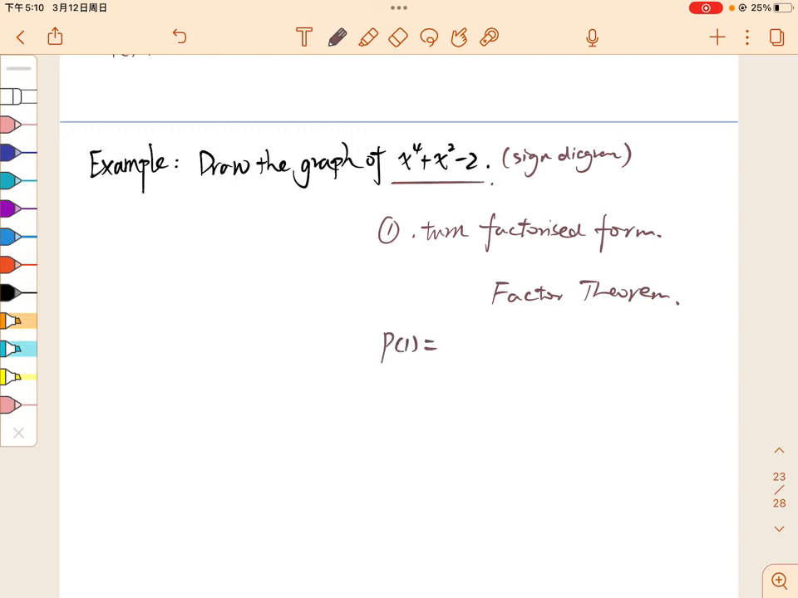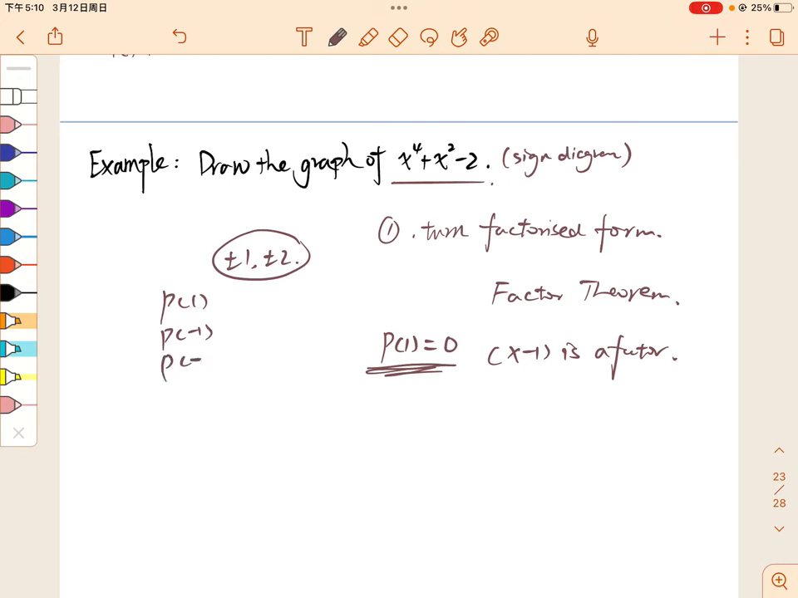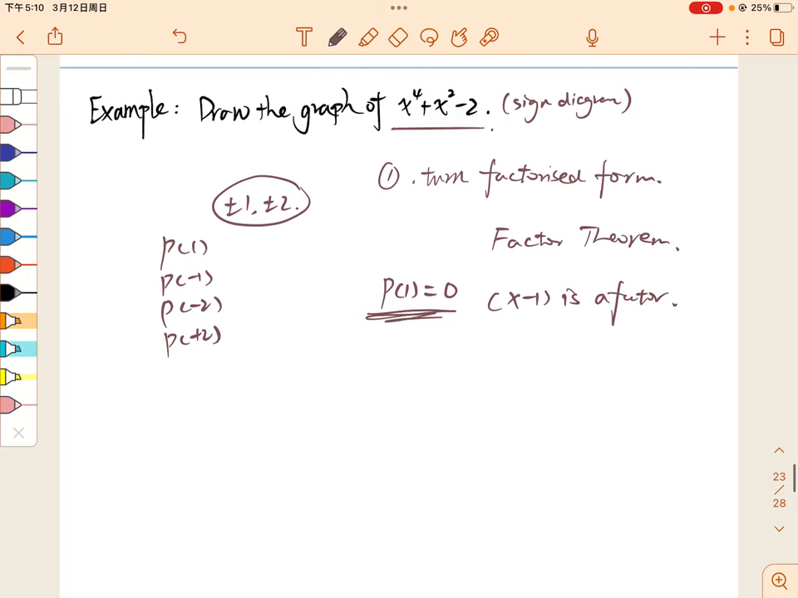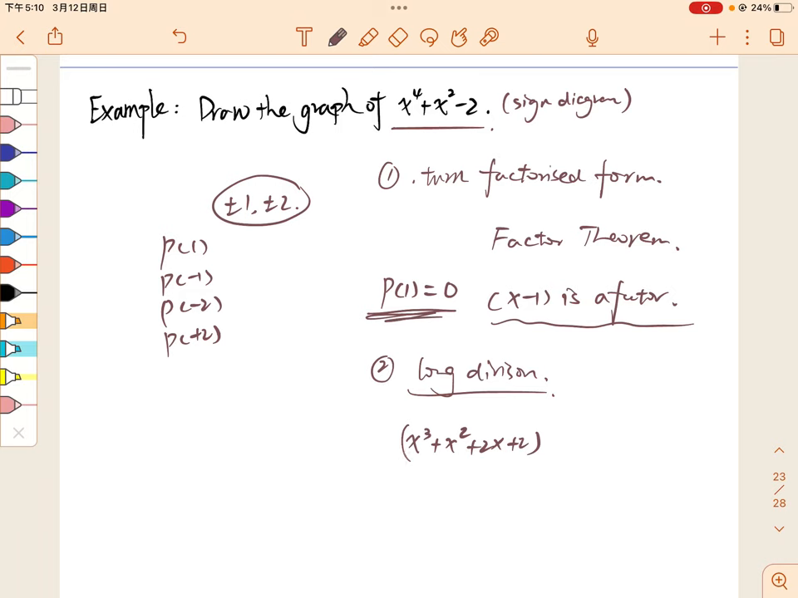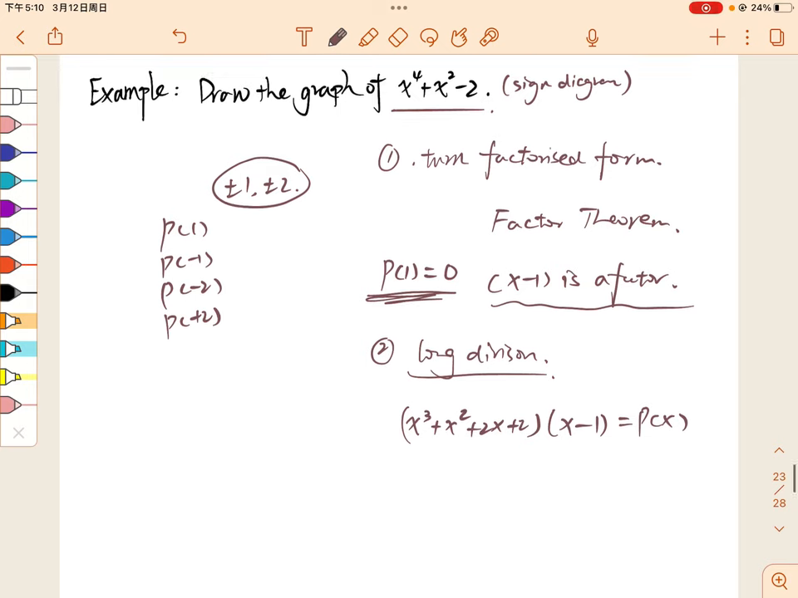Okay, so you will realize p(1) would equal 0. That means x minus 1 is a factor. And how do I get this one? I try plus or minus 1 or plus or minus 2. So I try p(1), p(-1), p(-2), p(2), and I would end up with x minus 1 is a factor. And then I try the long division or using the calculator, and that will give me x cubed plus x squared plus 2x plus 2 times x minus 1 is equal to p(x).